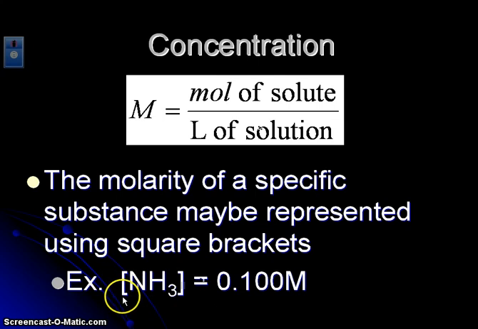So in this case, the concentration of ammonia is equal to 0.100 moles per liter. That capital M is moles per liter. We also say 0.100 molar. Now we need to look at how to use molarity in calculations.